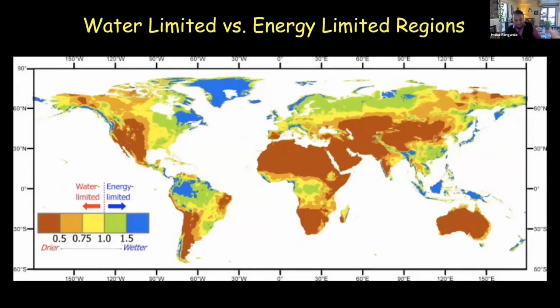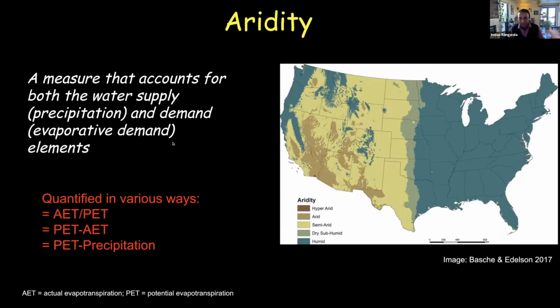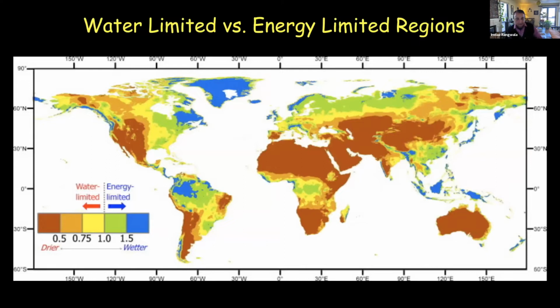Synonymous to aridity is the concept of water limited and energy limited regions. For the US, the maps look very similar to the map of aridity here. And again, as these terms suggest, much of the East, especially the Northeast and parts of the Northwest, are energy limited regions. They have enough water, but not that much energy. That energy relates to the evaporative demand piece. So less demand, more supply, whereas much of the West is water limited.